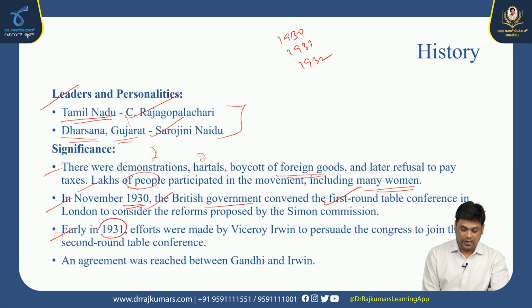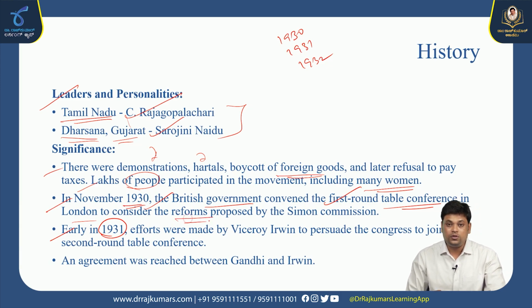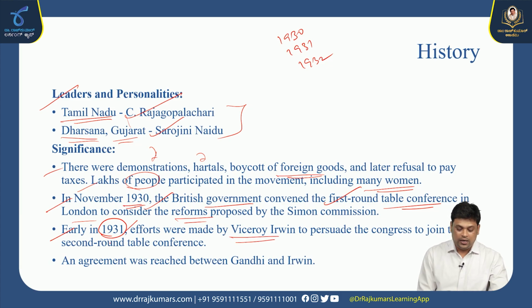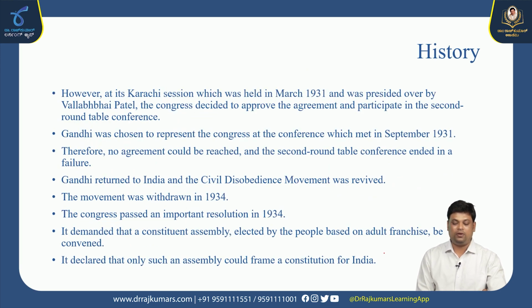The first Roundtable Conference, held in London, considered the reforms proposed by the Simon Commission, on what constitutional basis India's laws could be framed. In early 1931, efforts were made by Viceroy Irwin to persuade the Congress to join the second Roundtable Conference. For that purpose, Irwin came back to India and made a pact with Gandhi, popularly known as the Gandhi-Irwin Pact.